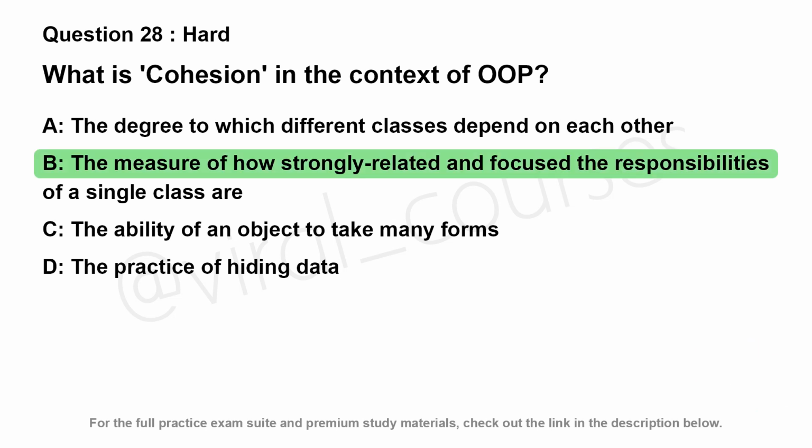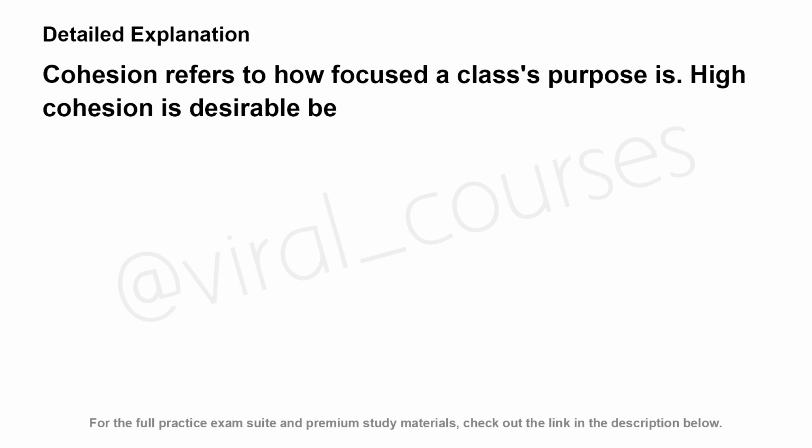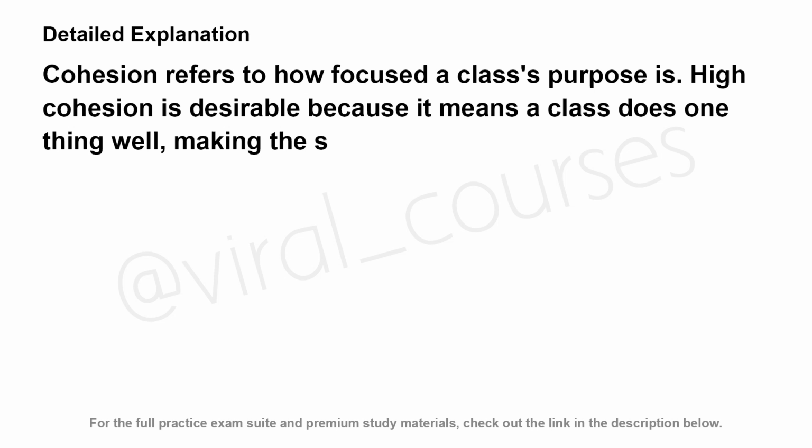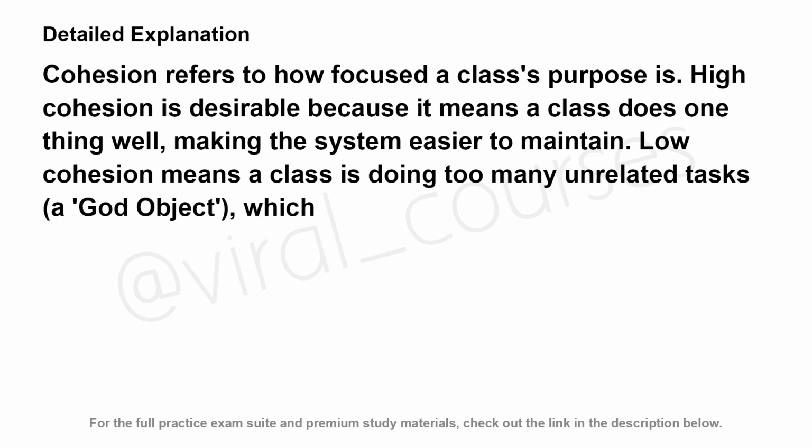The correct answer is B. Cohesion refers to how focused a class's purpose is. High cohesion is desirable because it means a class does one thing well, making the system easier to maintain. Low cohesion means a class is doing too many unrelated tasks, a god object, which is a bad design practice.